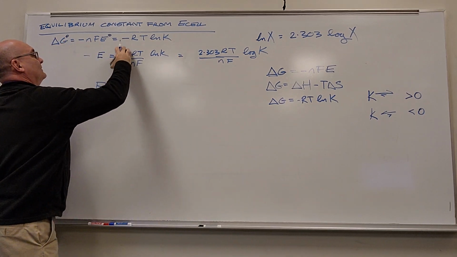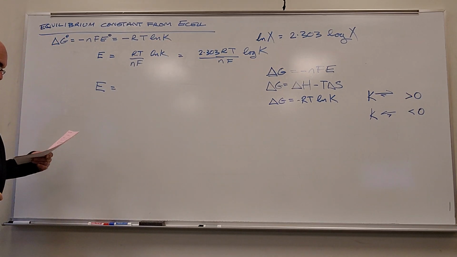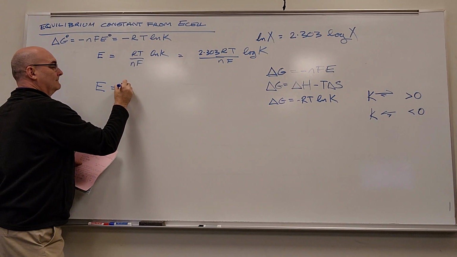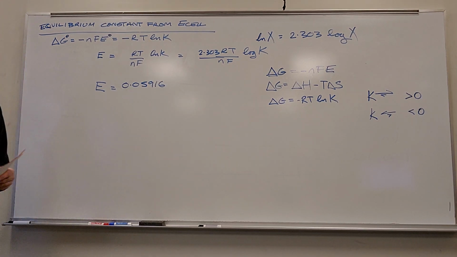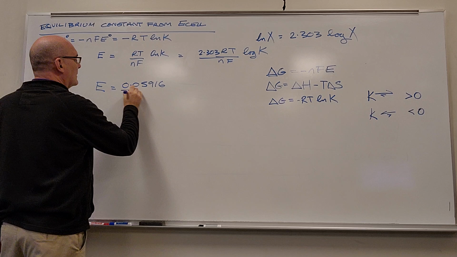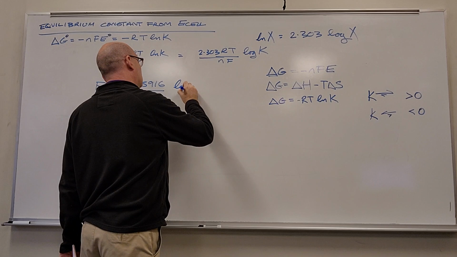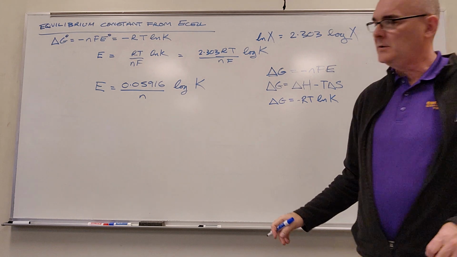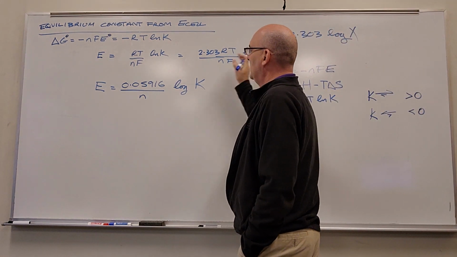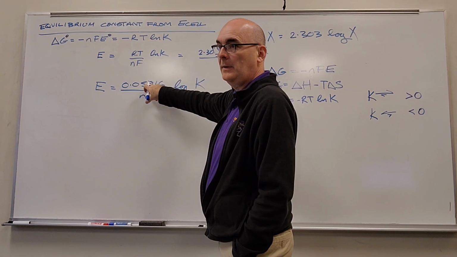There you go. You beat me to it. All of that scrunches down to a number. You've seen that number before. That's the 0.05916. We've seen that before, from the Nernst equation. If we picked up a different book, we have every reason to believe that that would be a natural log, and if it is a natural log, this would be a different number.